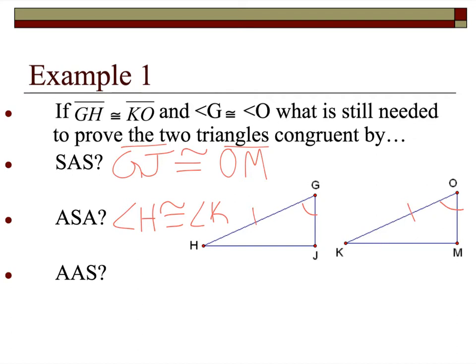Angle, angle, side. Well, if I had J and M congruent to each other, I'd have angle, angle, then a side, right? Angle, angle, side. That's what we got. So angle J congruent to angle M. Are those right angles? Not necessarily, right? We don't know that. We don't know if J and M are at right angles. We can't assume that, but we also can't say that they're definitely not, because we don't know.